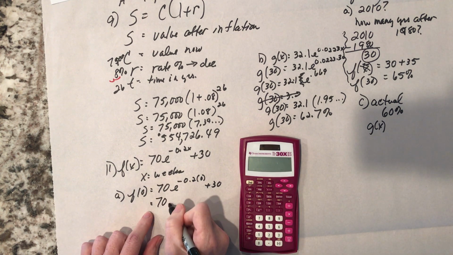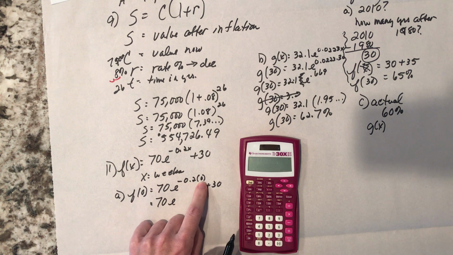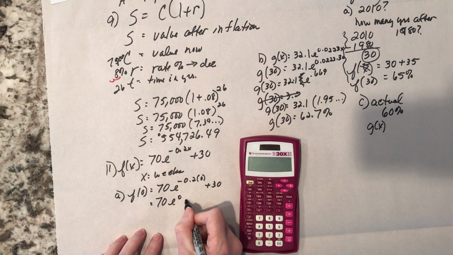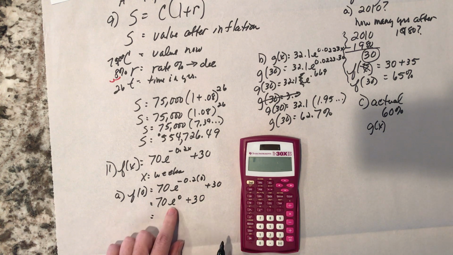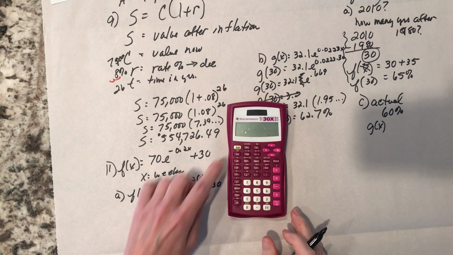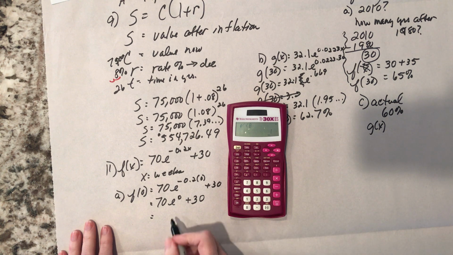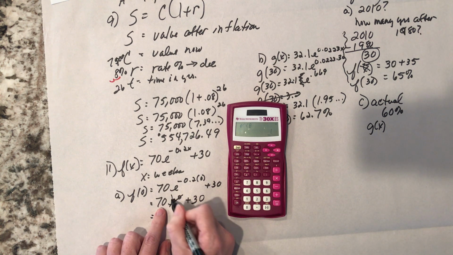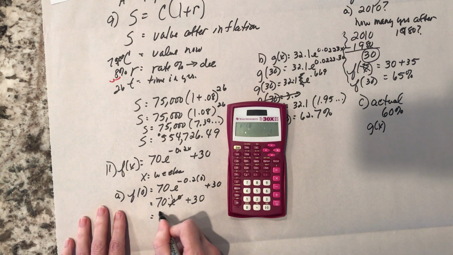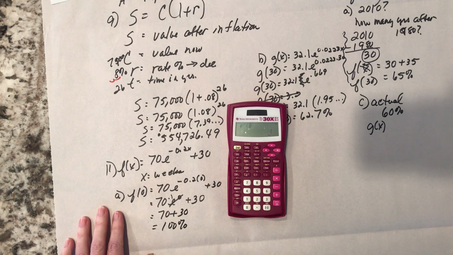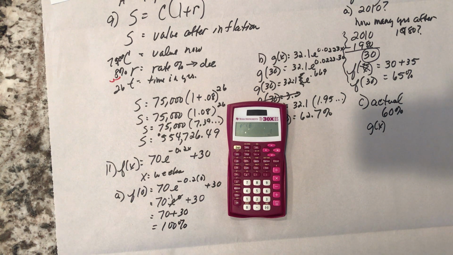So we've got 70 times e, negative 0.2 times 0 is just going to give us a 0. e to the 0, anything raised to the 0 power. If you're not 100% confident of that, check it out. e raised to the 0 power is a 1, so this is 1. 70 times 1 is 70, plus 30, so that's 100%. After you learn the material, 0 weeks later, same day, you retain 100% of the material.